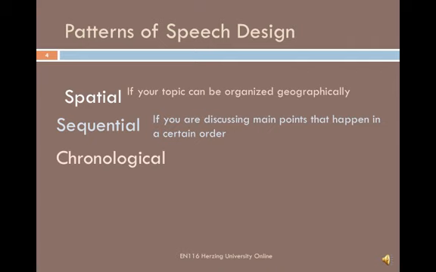Chronological design is best for a historical topic. Maybe you want to inform the audience how the New Orleans Mardi Gras celebration has evolved, for example. Categorical design works best when you are dealing with a topic that has much information and lends itself to natural divisions.